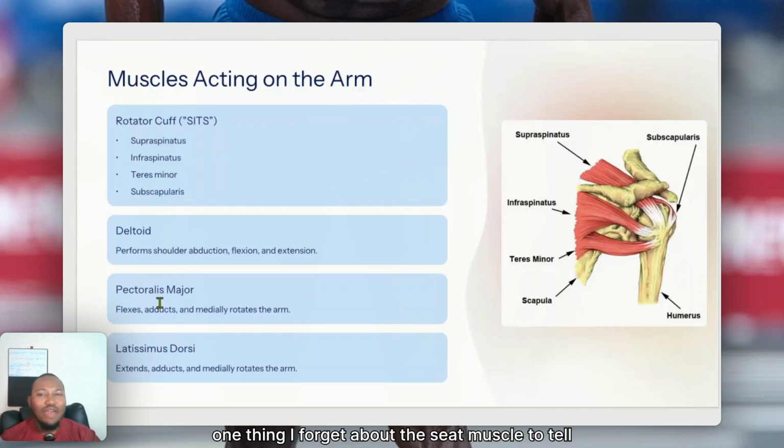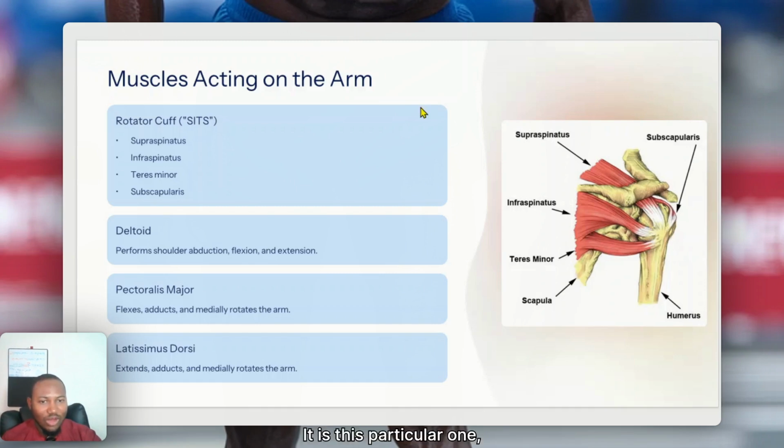Also, one thing I forgot to tell you about the SITS muscles is the one that is most commonly injured. If you are given a question about which of the SITS muscles is most commonly torn, which one does the tendon tear the most? It is supraspinatus.